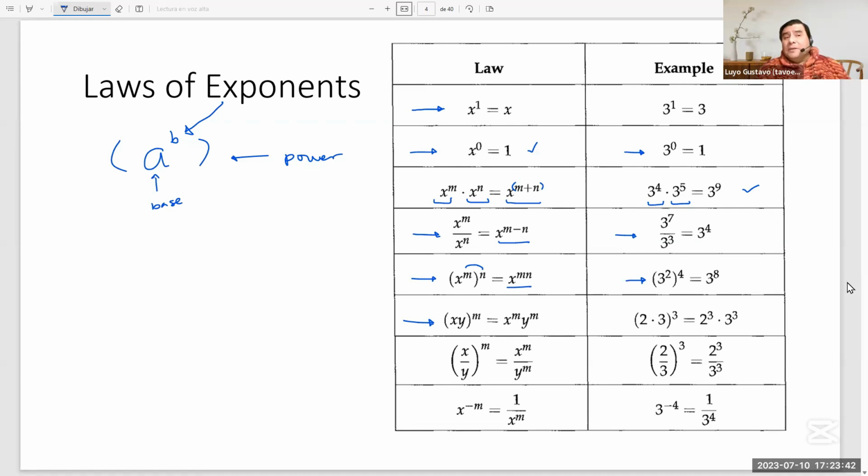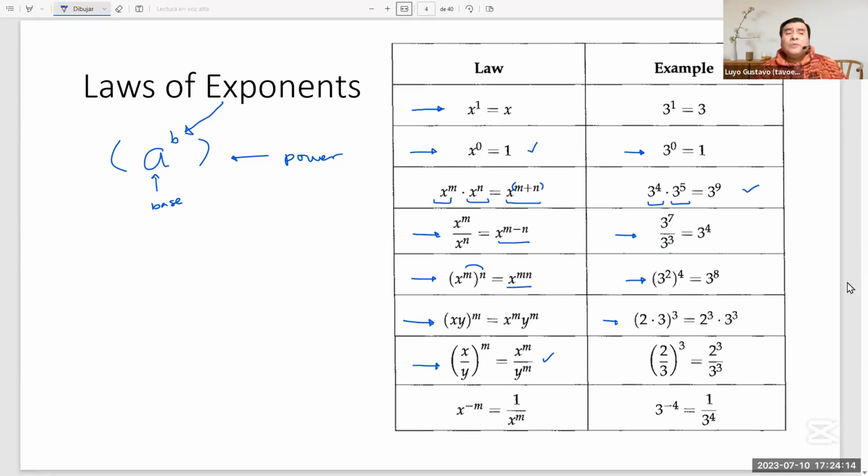For example, 2 times 3 up to 3 is the same as 2 up to 3, or 2 cubed, times 3 up to 3, or 3 cubed. This is another property. If you apply an exponent to a quotient of two expressions or numbers, you can apply the exponent to the numerator and to the denominator and get this. So 2/3 up to 3, or 2/3 cubed, is 2 up to 3 divided by 3 up to 3.